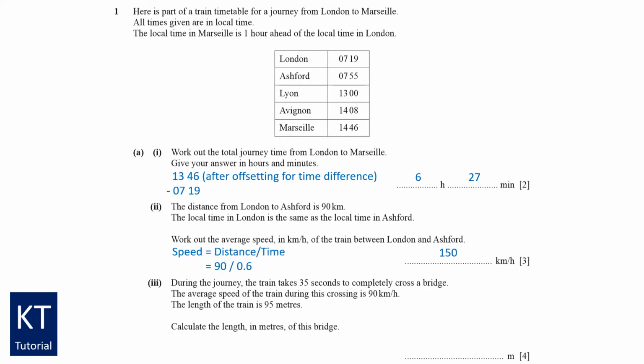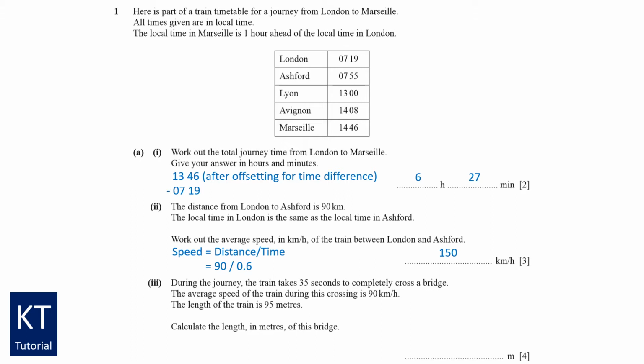Speed is distance divided by time. This comes to 150 kilometers per hour. Next, during the journey, the train takes 35 seconds to completely cross a bridge. The average speed of the train during this crossing is 90 kilometers per hour.